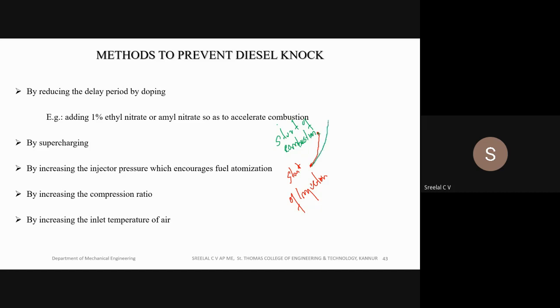Okay, so this is the curve which represents the delay, where the time interval between these two is more. So here we can control this. We can reduce this particular delay and bring the start of combustion a little earlier by introducing these two things. That is, by reducing the delay period by doping. And the next one is supercharging.